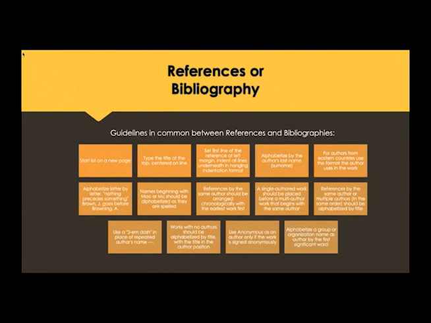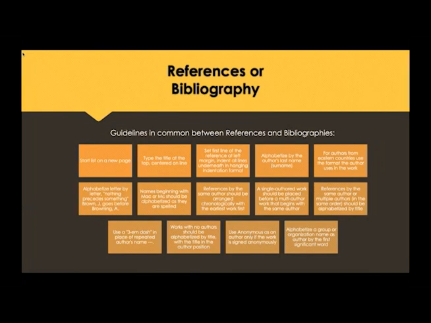For authors from Eastern countries, use the format the author uses in their work. Be careful to alphabetize each reference letter by letter. You can remember this by thinking, nothing precedes something. For example, Brown J goes before Browning A. Names beginning with Mac or Mc should be capitalized as they are spelled.